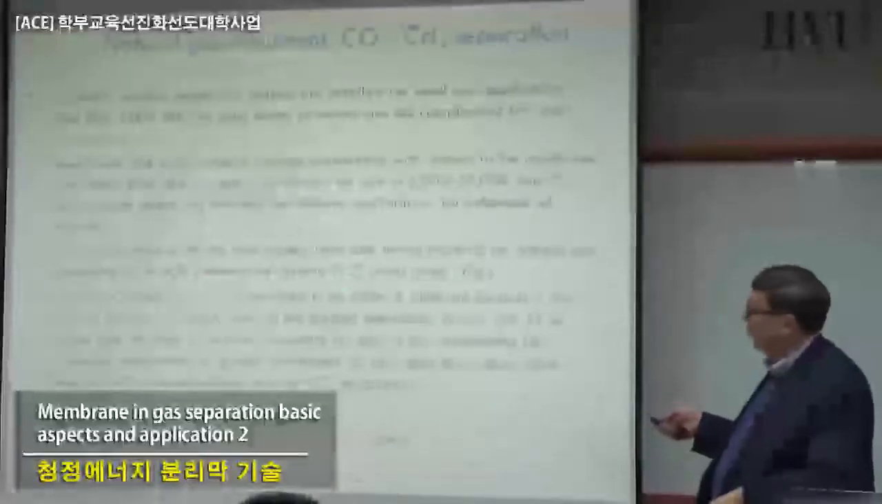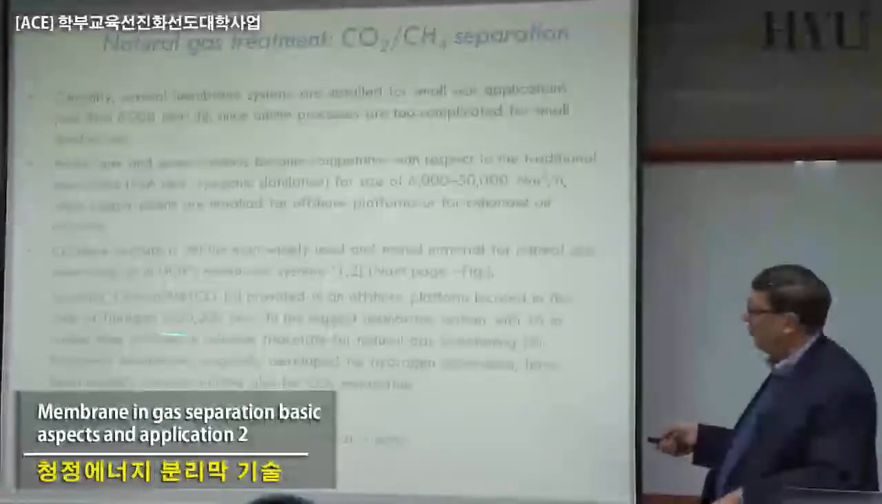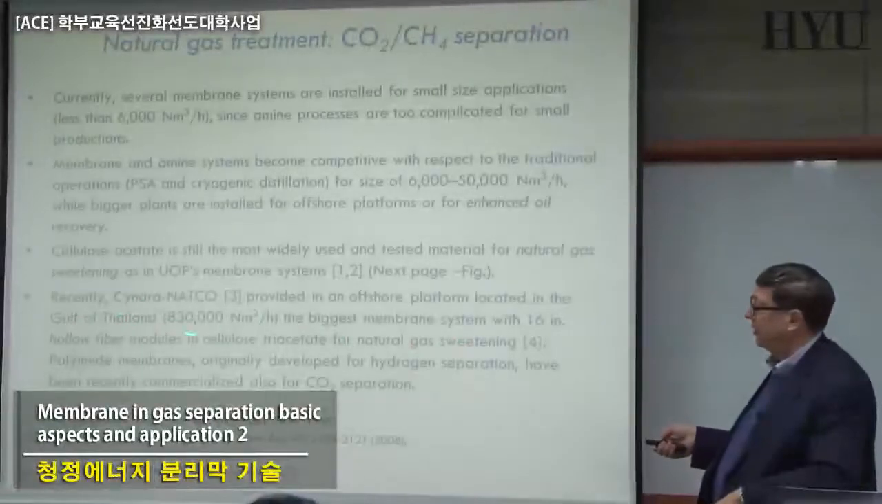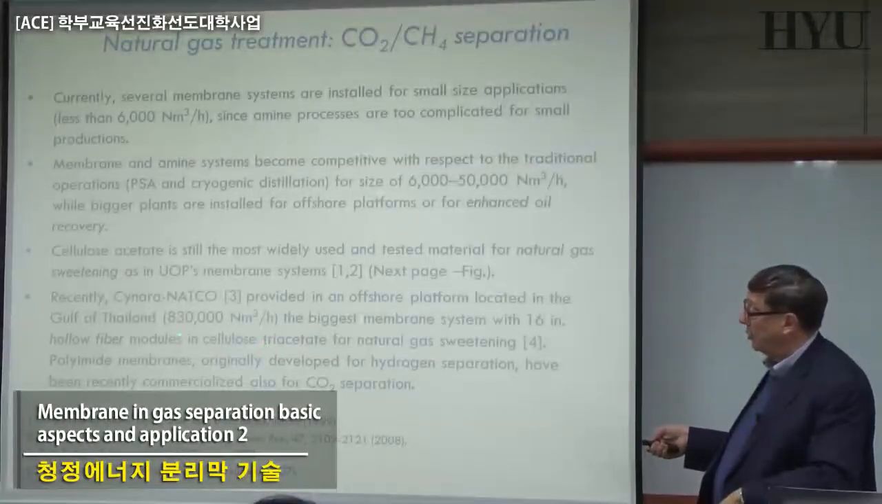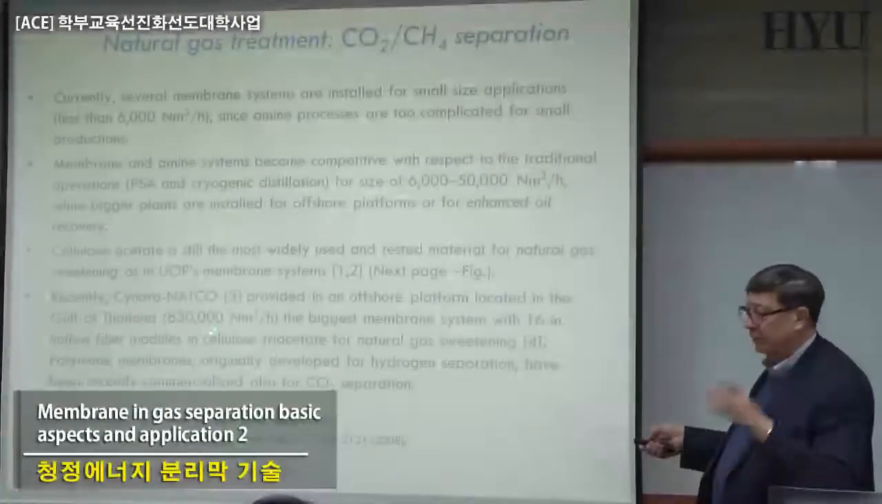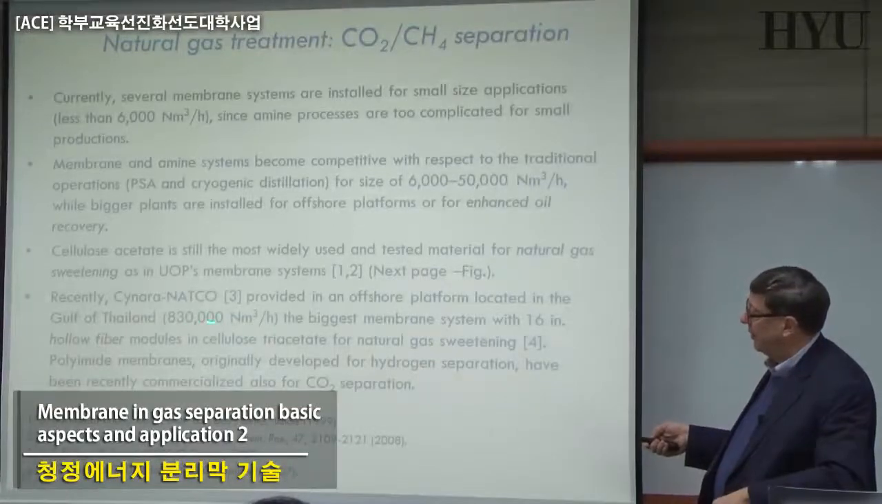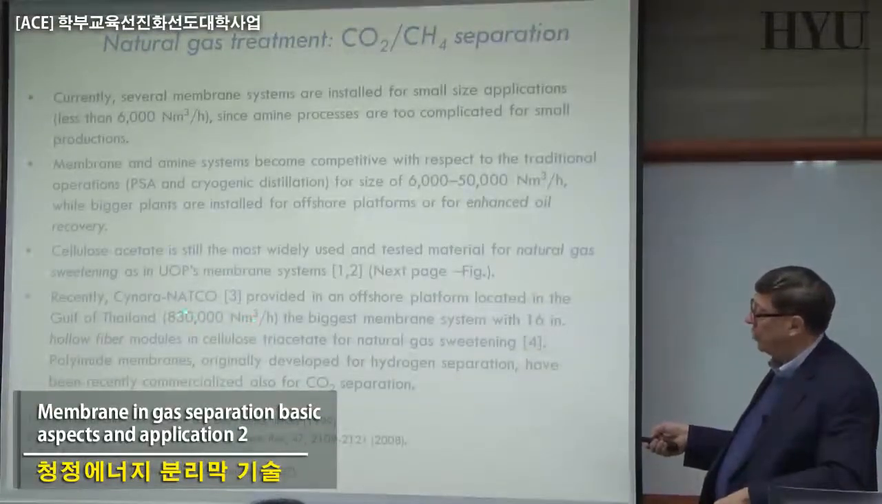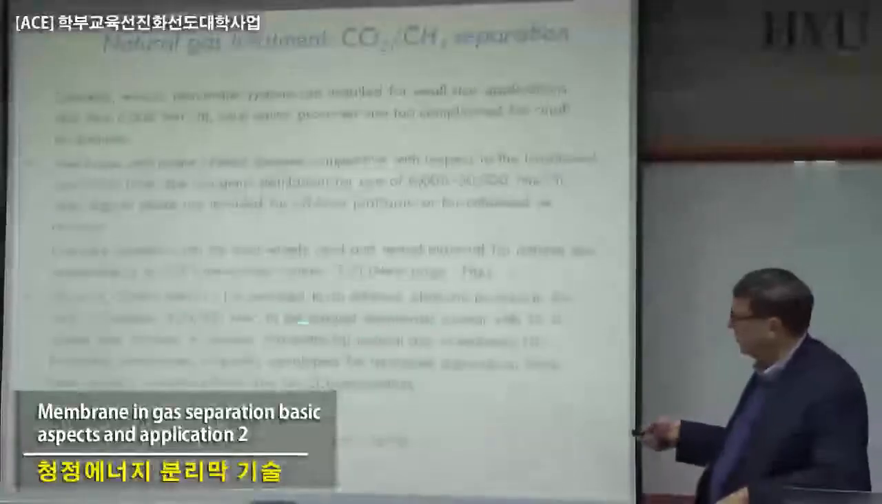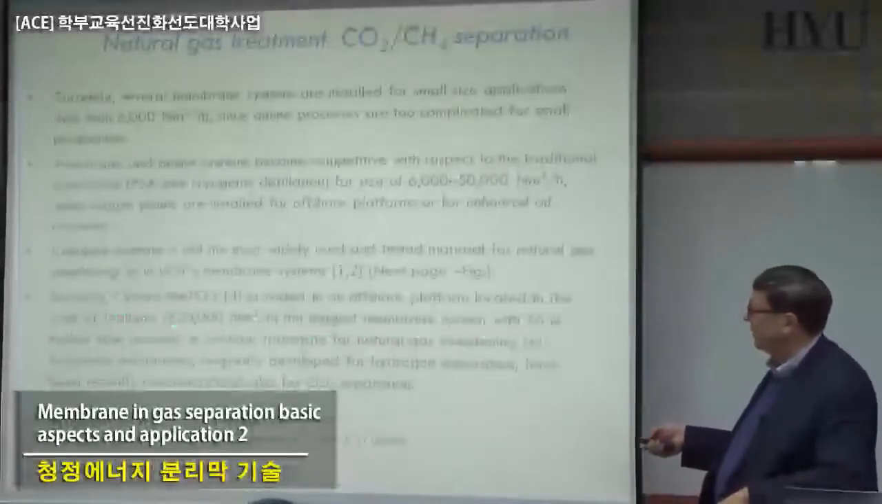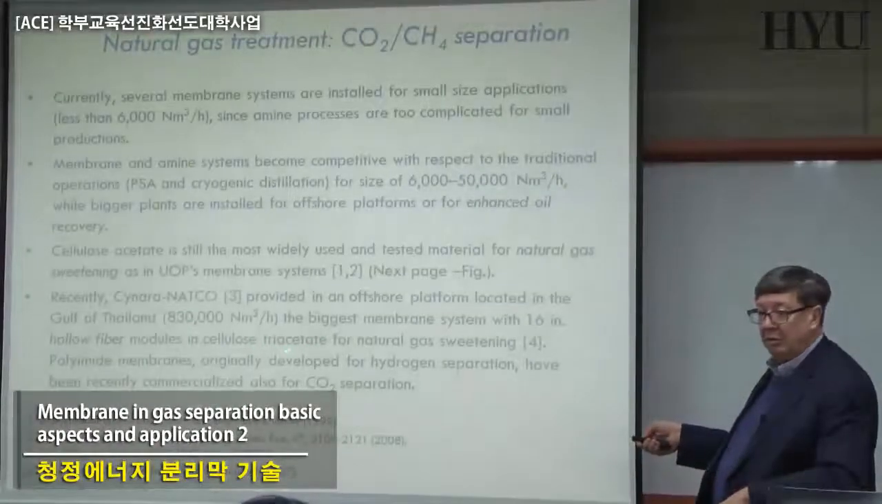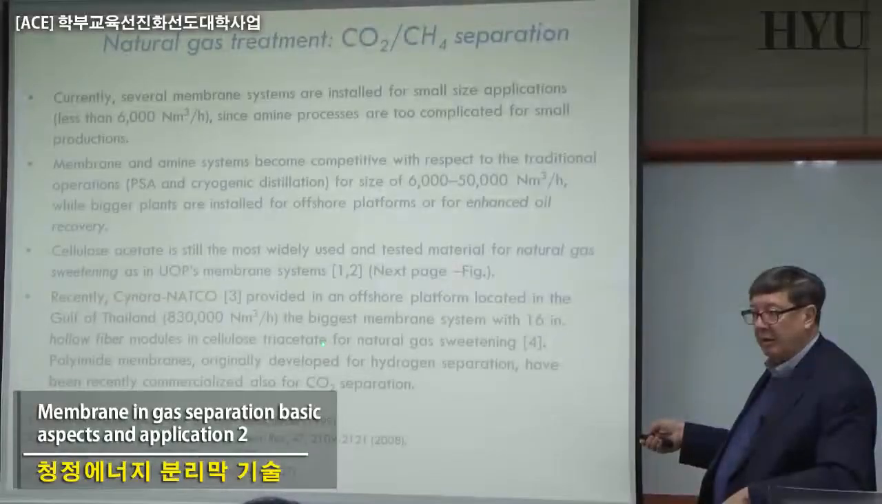So this is still one of the cases, and you can find huge plants that are still located today around the world. This is one of the last ones, not too far from here in Thailand, for the production of nitrogen, I think, if I'm right, and that is still based on cellulose triacetate.